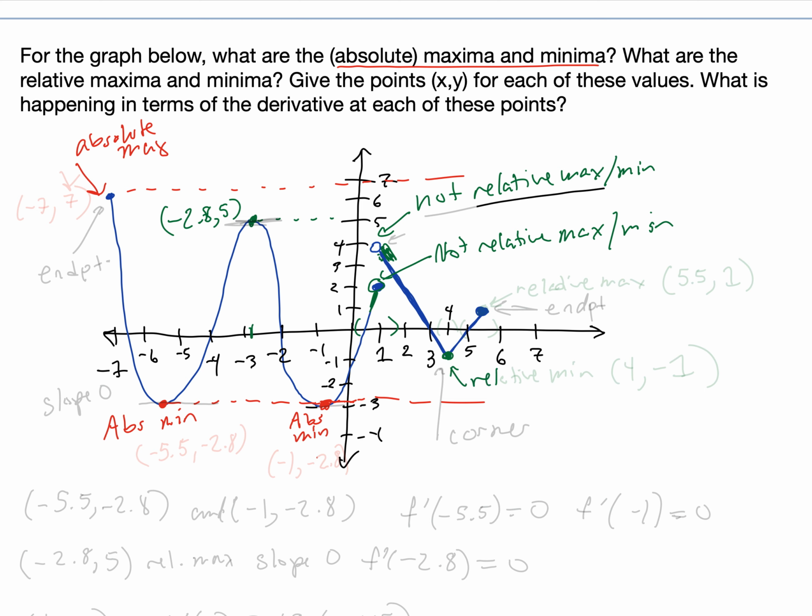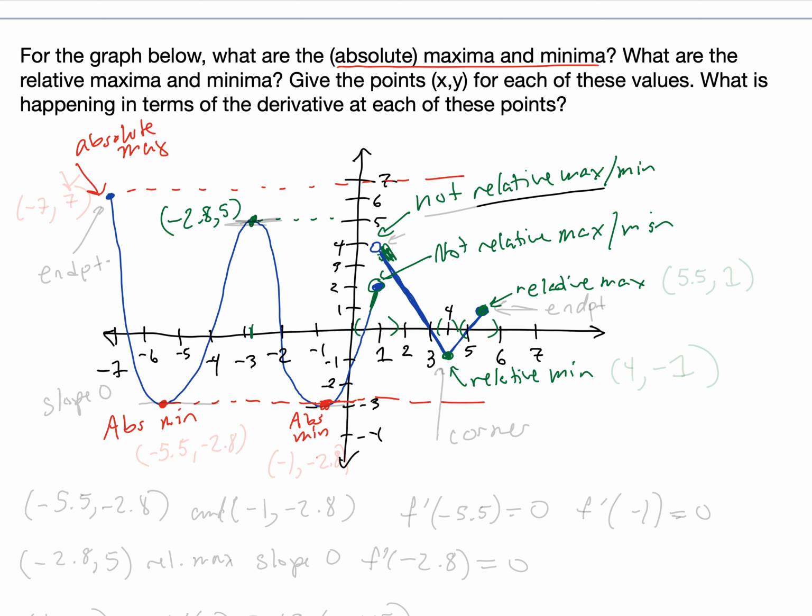This is a relative min. It's not smaller than everything, but it's smaller than everything in an open interval containing it. And this is also a relative max. A relative max. It is larger than everything in an open interval containing it.